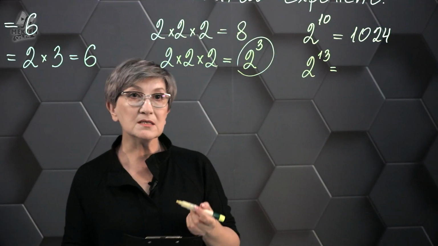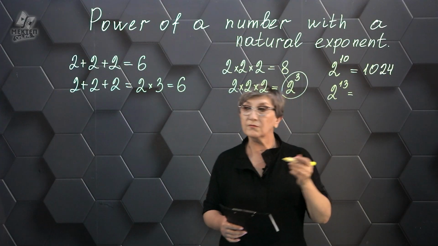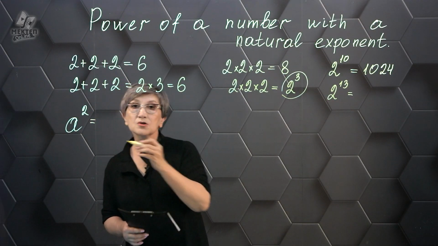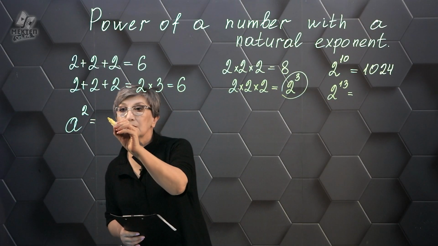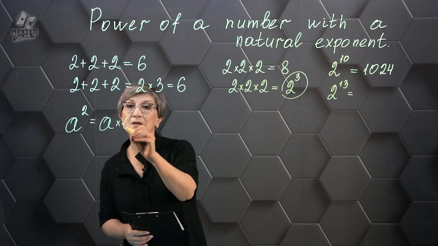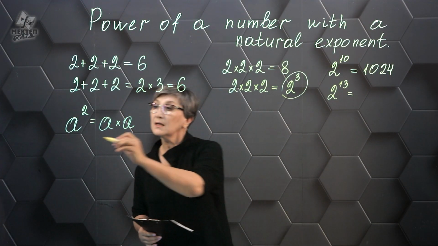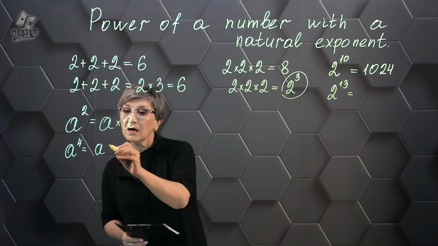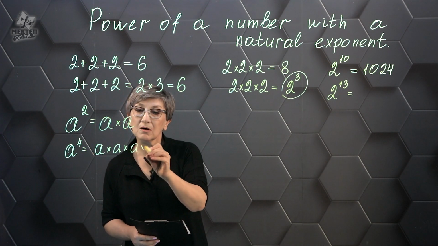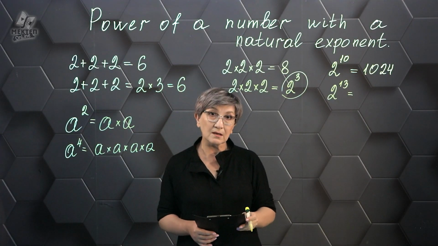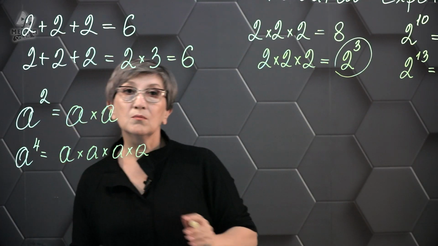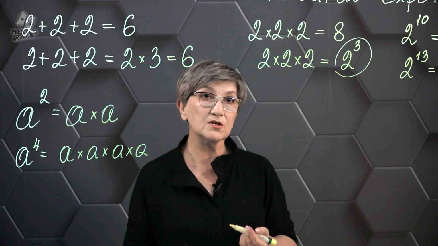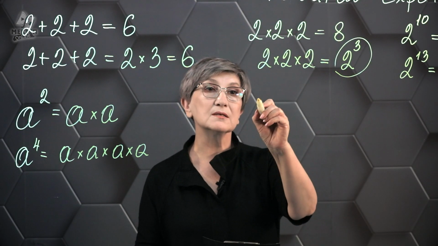So, if we see a number to some degree, let's write a to the power of 2. What does that mean? So, I need to multiply a by a twice. If I see the notation a to the power of 4, then I need to multiply a by a 4 times. Instead of the letter a, we can calculate the degree of any number. Let's try to do that.